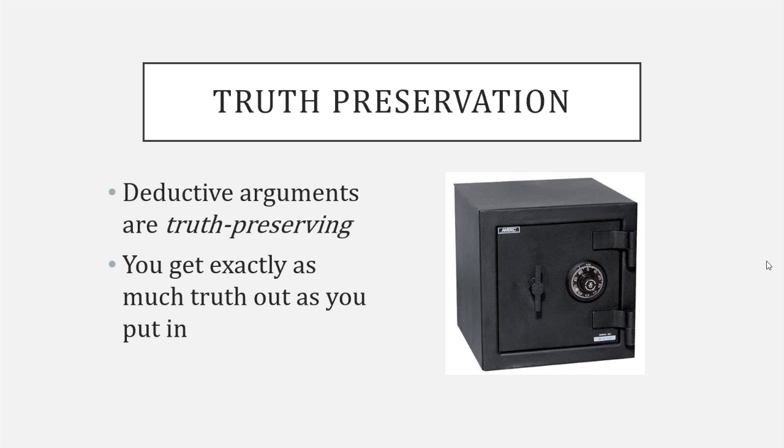Deductive arguments are truth preserving. That is to say, with a deductive argument, if an argument is properly deductive, you get out exactly as much truth as you put in. If you put in true premises, you are guaranteed to get out a true conclusion. So being a deductive argument is being truth preserving. If you put false premises into a deductive argument, you might get a false conclusion out. That's not what's being guaranteed here. What's being guaranteed is that if you put in true premises, then you get a true conclusion out. So what we're learning about is these structural relations between premises and conclusions, not whether the premises are true or not.